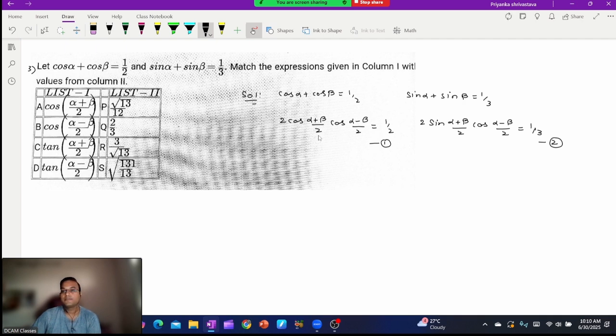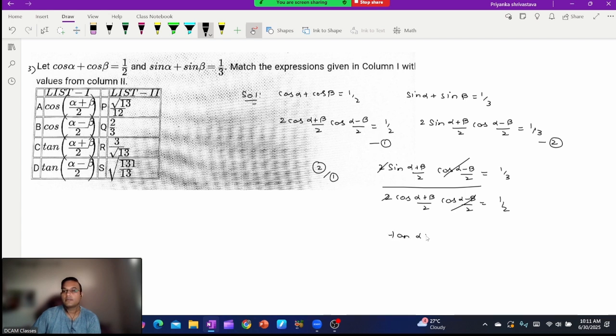They're asking for the value of tan (alpha plus beta) by 2. So just divide the second by the first: 2 sin (alpha plus beta) by 2 cos (alpha minus beta) by 2 is equal to 1 by 3, divided by 2 cos (alpha plus beta) by 2 cos (alpha minus beta) by 2 is 1 by 2. So they will get cancelled. So tan (alpha plus beta) by 2 is equal to 2 by 3. You are getting.